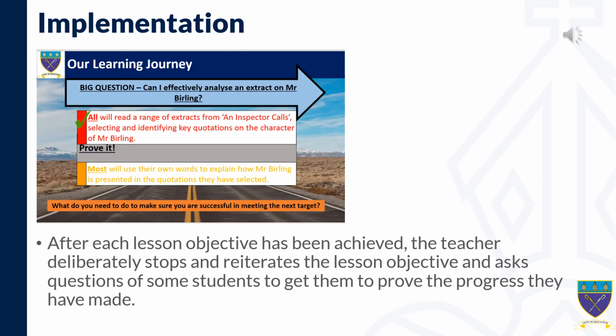As demonstrated by the PowerPoint slide, opportunities to deliberately stop and refer back to the lesson objectives are built into the lesson plan. As shown in the following video, the teacher then asks questions to check the students have made progress against that lesson objective. When checking for progress, it is also important to explain what steps students will take to achieve the next lesson objective, and this is demonstrated in the second video.